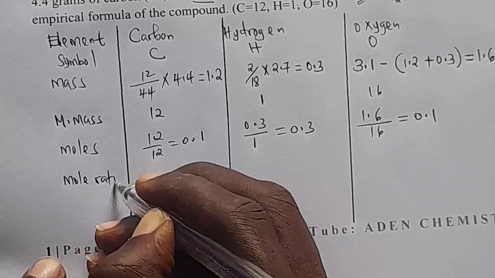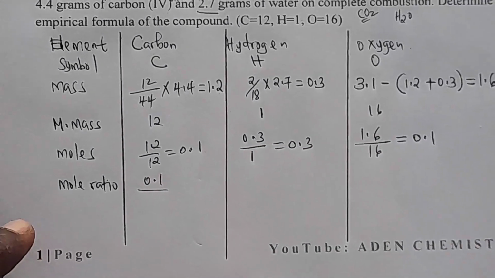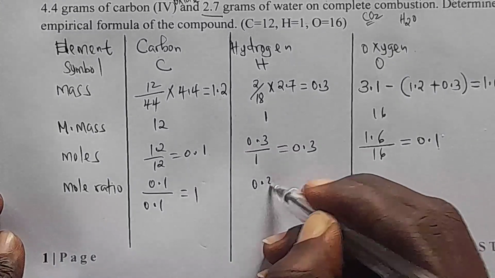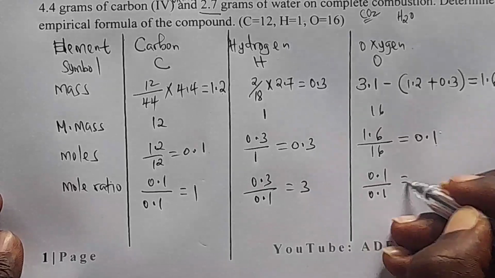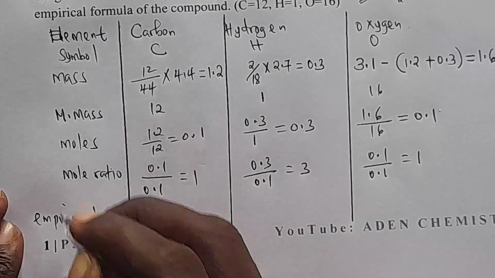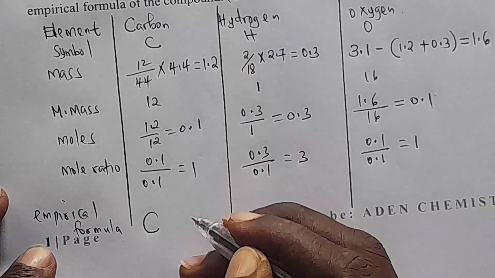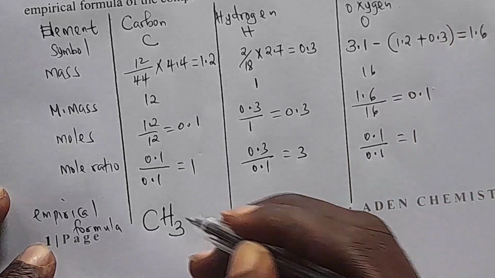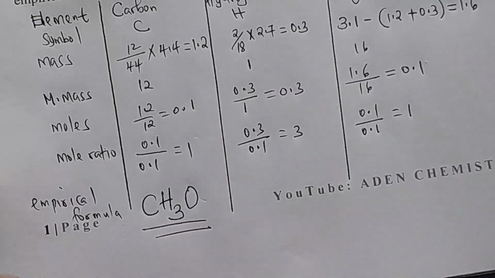Lastly, we have the mole ratio. Let's start with 0.1 and check these 3 values. The one that has the least moles is still 0.1, so here I get 1. 0.3 divided by 0.1, I get 3. 0.1 divided by 0.1, I get 1. Lastly, I'm supposed to get the empirical formula. So the empirical formula for this compound will have carbon, which is 1, we don't write. Then H3, that's hydrogen for 3. Then O1, we don't write 1. So we have CH3 as the empirical formula for this compound.